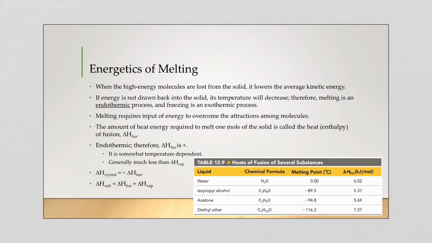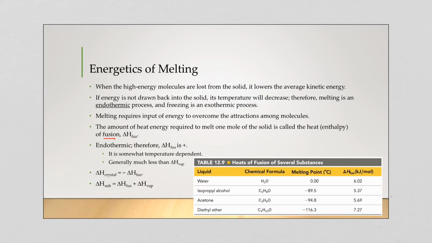So melting requires input of energy to overcome the attractions in the solid, in the same way that freezing releases energy as you develop those new attractions. And the amount of heat required to melt a mole of solid is called the heat, or the enthalpy, of fusion. Now, the term fusion is sometimes confusing. Fusion is just the scientific term for melting. So we call it melting, but scientifically the term is fusion, so we call it the heat of fusion, right?